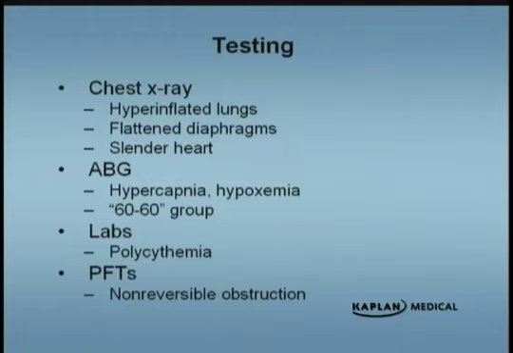The chest x-ray is typical. The hyperinflated lungs, the flattened diaphragms, and especially in emphysema, the slender heart that we see. In the ABG, hypercapnia, hypoxemia. The thing to remember is that these patients, especially the patients with chronic bronchitis, fall into that 60-60 group. You know that their CO2 is equal to their O2, right? 60 of CO2, 60 of O2. That's the typical finding.